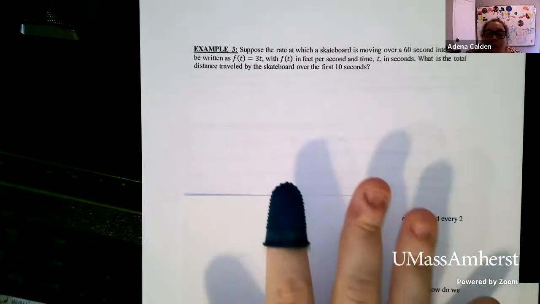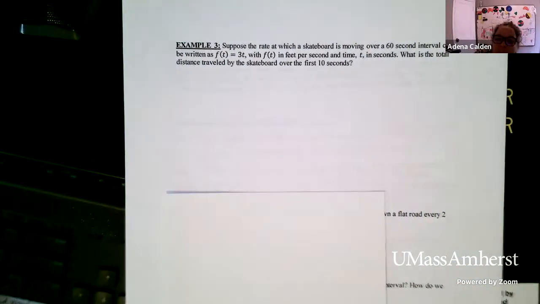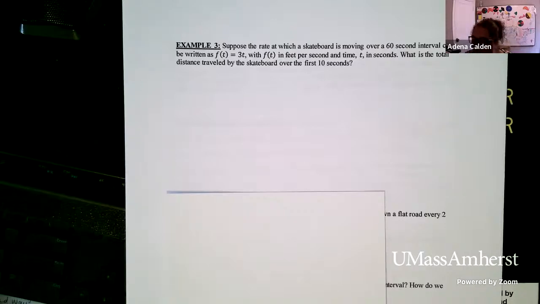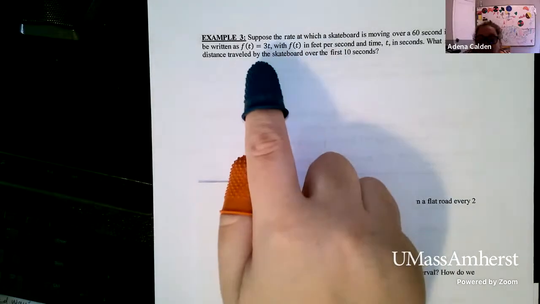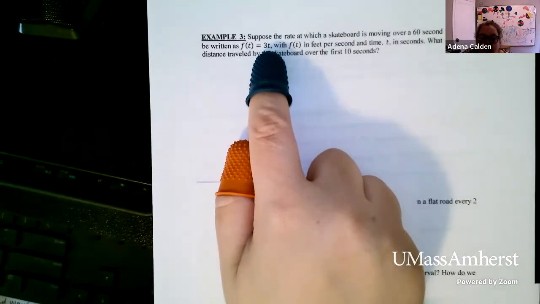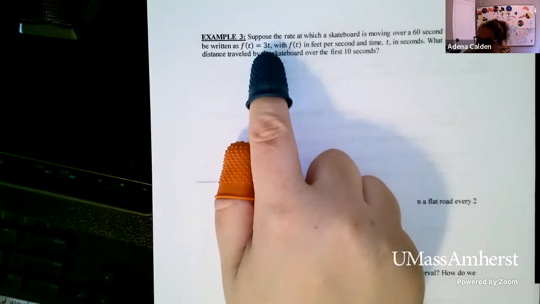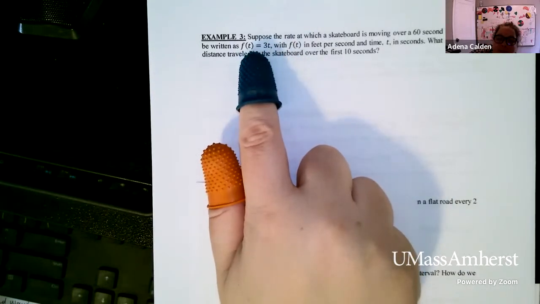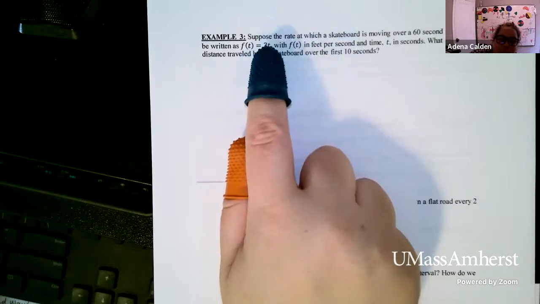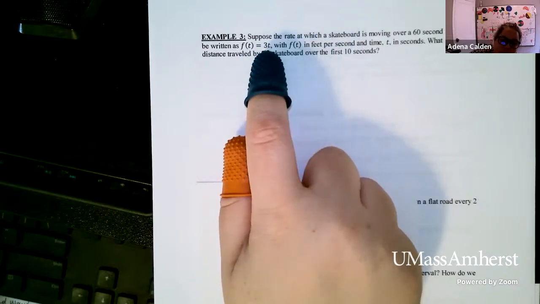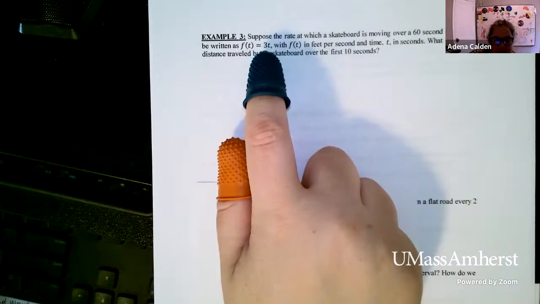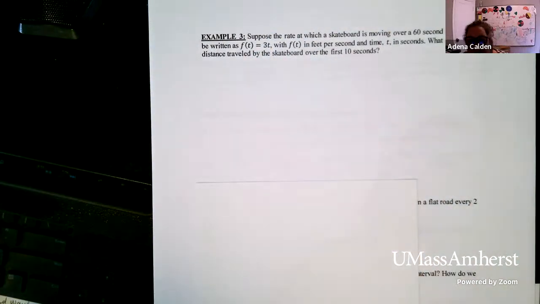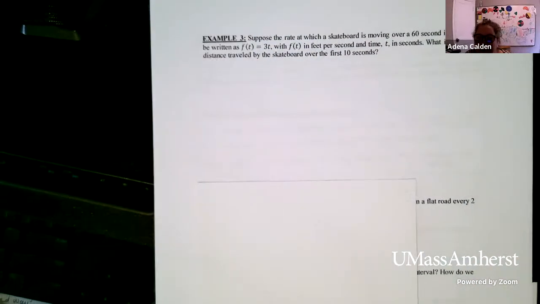Suppose the rate at which a skateboard is moving over a 60-second interval can be written as f of t equals 3t. So this is the rate now. So the rate is no longer constant. It's now a linear function, which means at time equals 0, the skateboard is moving 0 feet per second. At time equals 1, it's moving 3 feet per second. At time equals 2, it's moving 6 feet per second. So it's changing the rate based on this function.